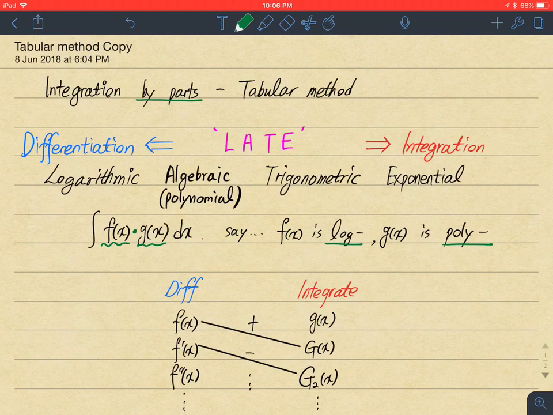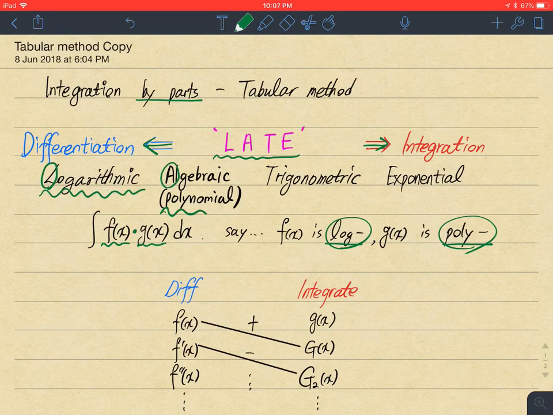At this point, here comes the most amazing acronym, LATE. L stands for logarithmic functions, A stands for algebraic functions or polynomial functions, T stands for trigonometric functions, and E stands for exponential functions. As you go left, you want to take the derivative of the functions, and as you go right, you want to take the antiderivative of the functions. So here's a logarithmic function and a polynomial function. Because the logarithmic function is on the left compared to the polynomial function, you want to take the derivative of the logarithmic function here.